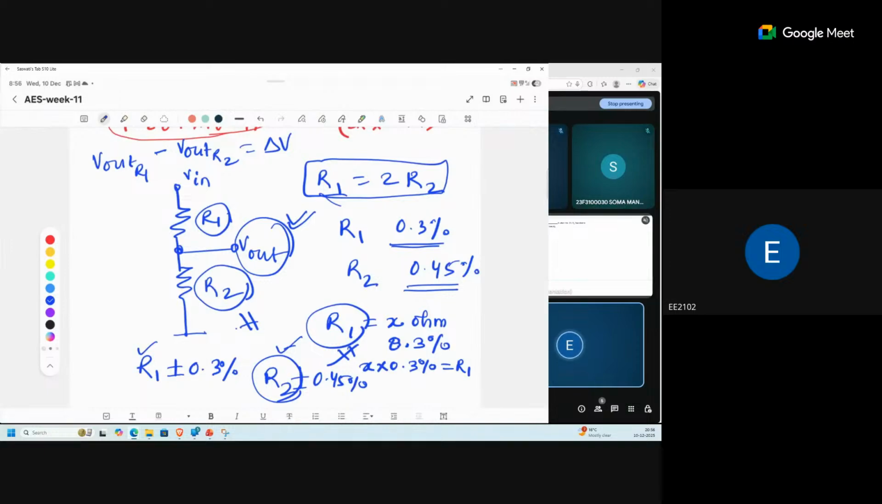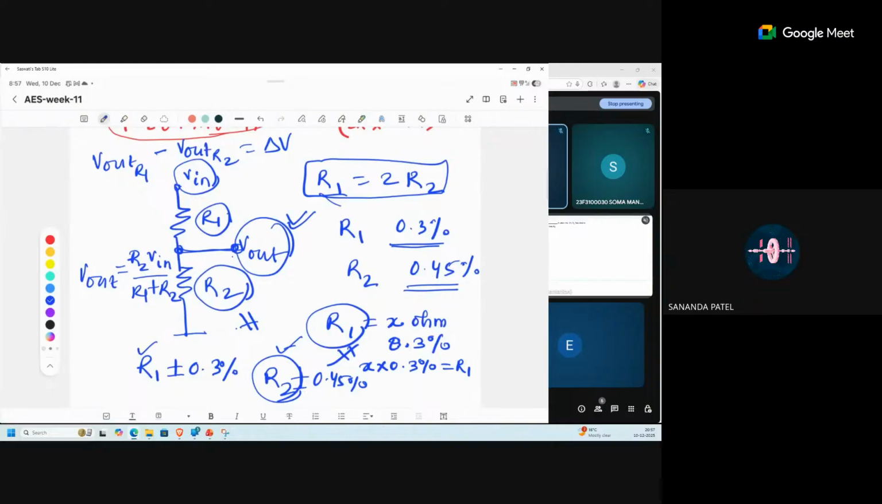Okay, so now you tell me, without taking the fault value, what will be the V out value? How can I write the expression? This is the total V in. Total V in is divided across R1 and R2, right? V out is the voltage across R2. So I can apply the voltage divider rule, right? V out equals V in times R2 over R1 plus R2.